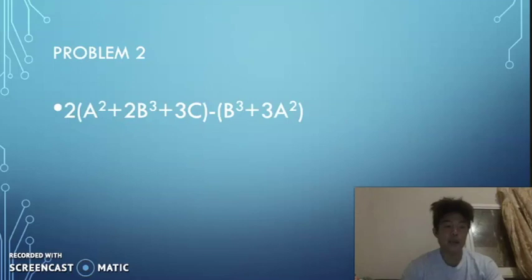In the next problem we have 2 multiplied by (a squared plus 2b cubed plus 3c) minus (b cubed plus 3a squared). Now this may look intimidating, but it is yet again the same as the very first problem that we did, and you just have to follow the steps of combining like terms and then simplifying. For this question, I really want to encourage you to remember your order of operations so that you get the question correct. I'll give you a couple of seconds and then we'll go over the question yet again.